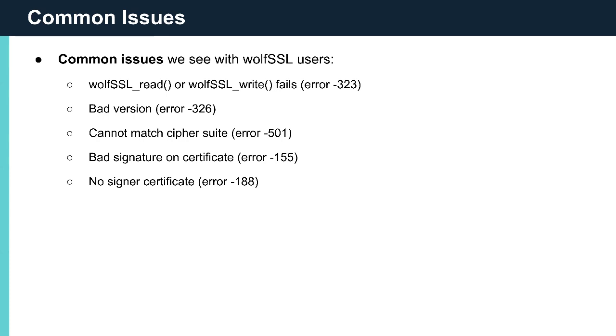And then the last one here, -188. This is a no signer certificate error that we saw, meaning your client or server has the incorrect root CA or certificate chain loaded to verify your peer.